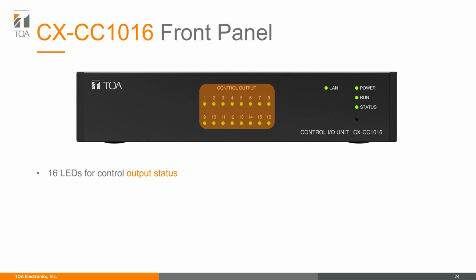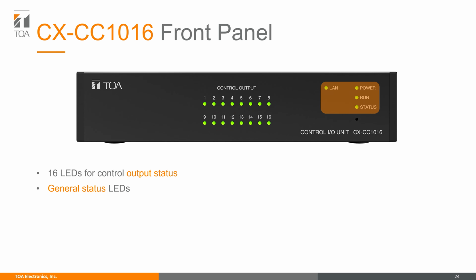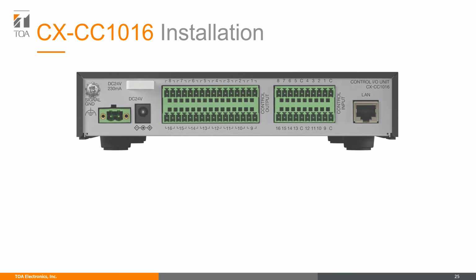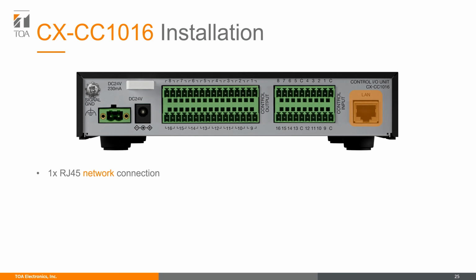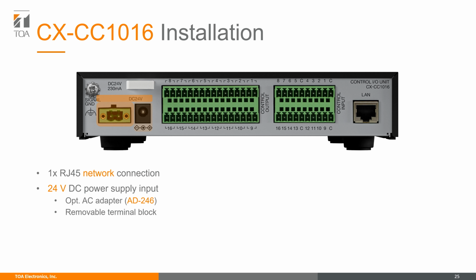Moving to the front panel, we have 16 LEDs that show the status of each control output. To the right, we have our system status LEDs and our reset key for device restart. For networking, this device has only one RJ45 port. The device is powered by 24-volt DC with an optional AC adapter like the AD246 or via terminal block. It also features a cord clamp for cable management, and once again, don't forget to ground it.